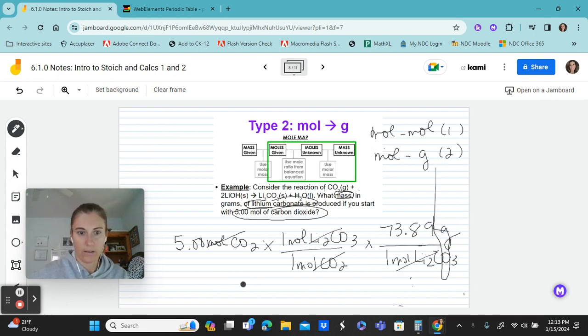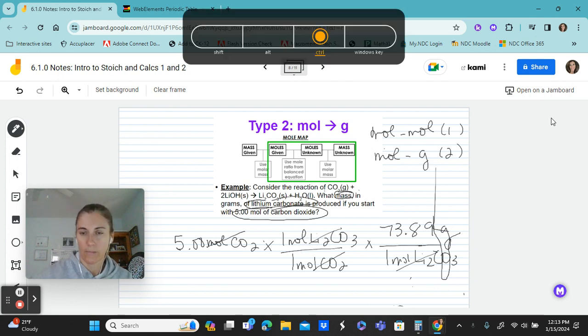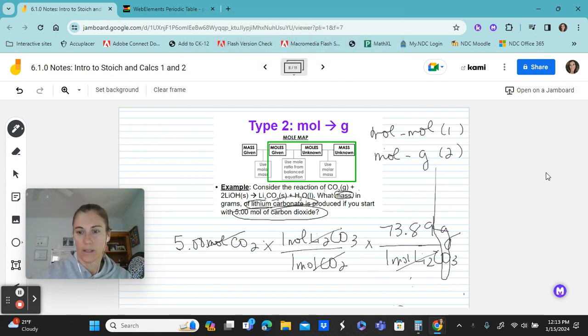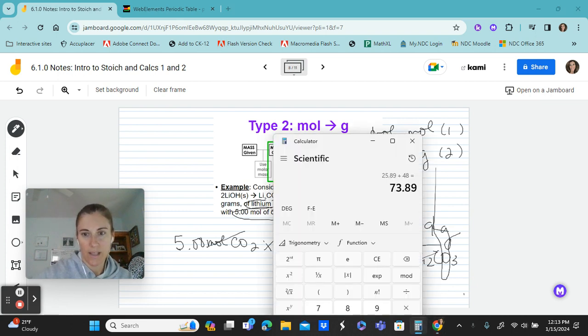And now we can calculate it. So 5 times 73.89, because the ones are not going to make a difference mathematically. It doesn't make a difference to put that step in, but it shows how we go from one to another.